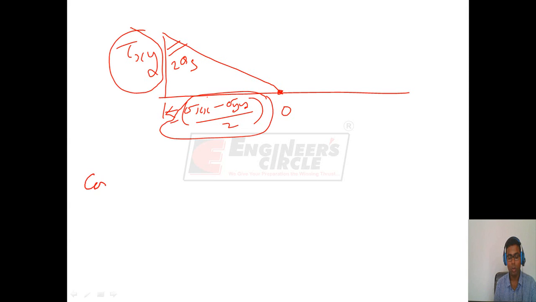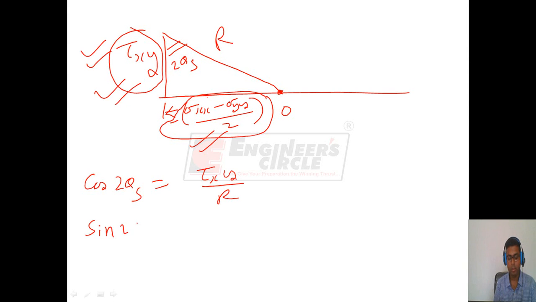So from here cos 2 theta s can be written as base upon hypotenuse. So this is base, and hypotenuse is again this square plus this square under root, which we get as r. So we get tau xy upon r, and sine 2 theta s equal to perpendicular upon hypotenuse. Perpendicular is this, which is minus (sigma xx minus sigma yy) by 2, divided by hypotenuse, which is r.